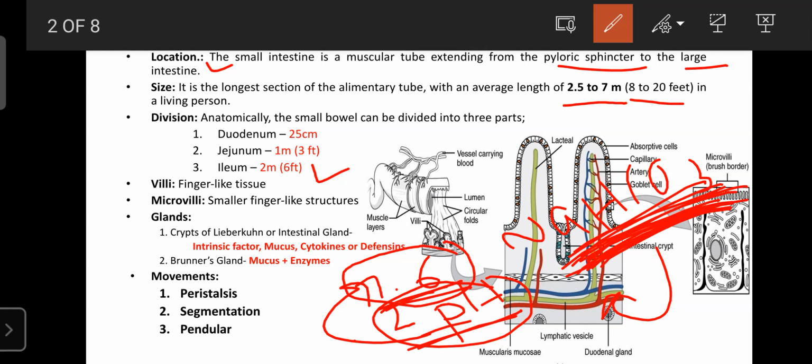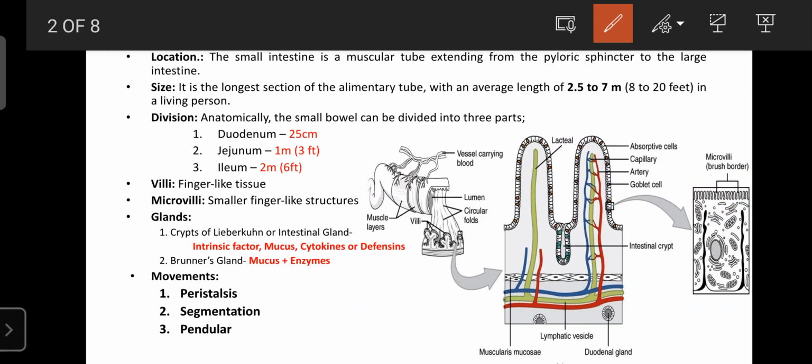So like that, the small intestine is mainly divided into three parts: the duodenum, jejunum, as well as ileum. First part is known as duodenum, second part is known as jejunum, and third part is known as the ileum. So during an experiment, if you want to isolate the duodenum from the animal, that is the first part just at the end of the stomach, about 25 centimeters, that is the duodenum.